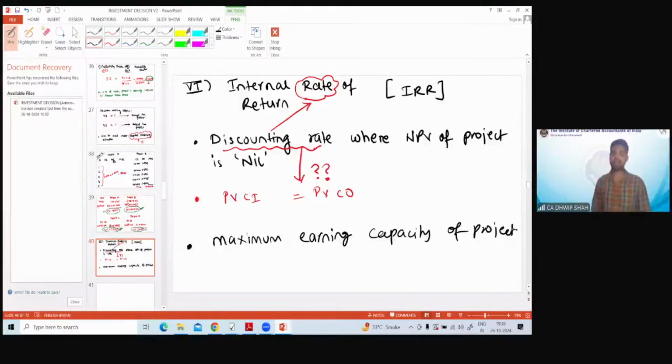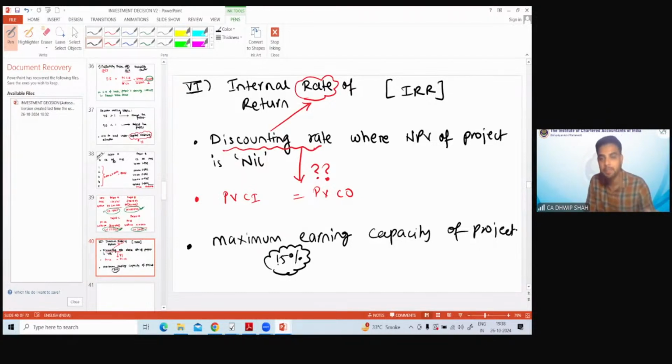Are you getting this? IRR means the maximum project की भी एक कैपेसिटी होती है ना. Project also has some capacity. So how much rate of return that project can maximum generate is IRR. So let's say project is able to maximum generate 15%. So this 15% will be your IRR. This is the maximum earning capacity.